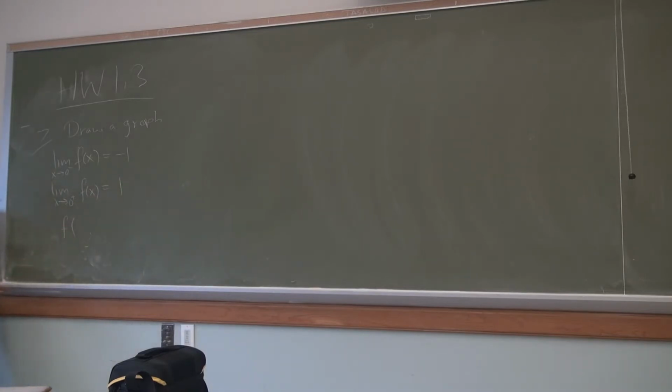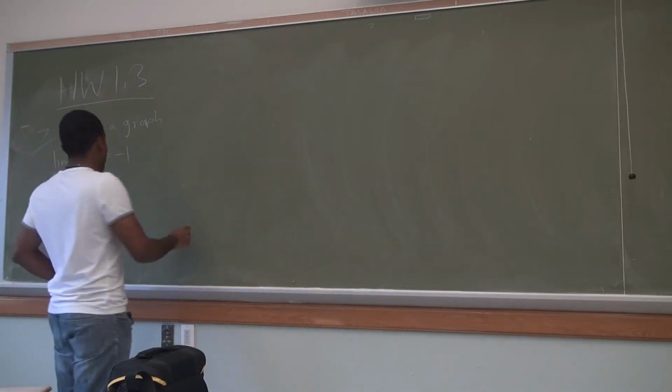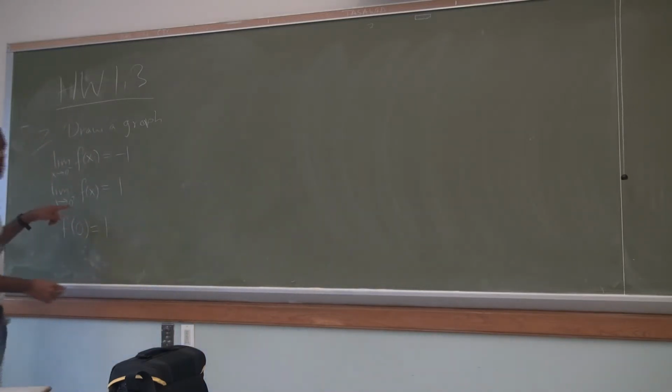F of what? X. F of 0. F of 0 equals? That's it. Show a graph that satisfies those conditions, yeah. We did a graph that satisfies both of them, sorry. Actually, the limit from the right is supposed to be 2. Yeah. I got 2.